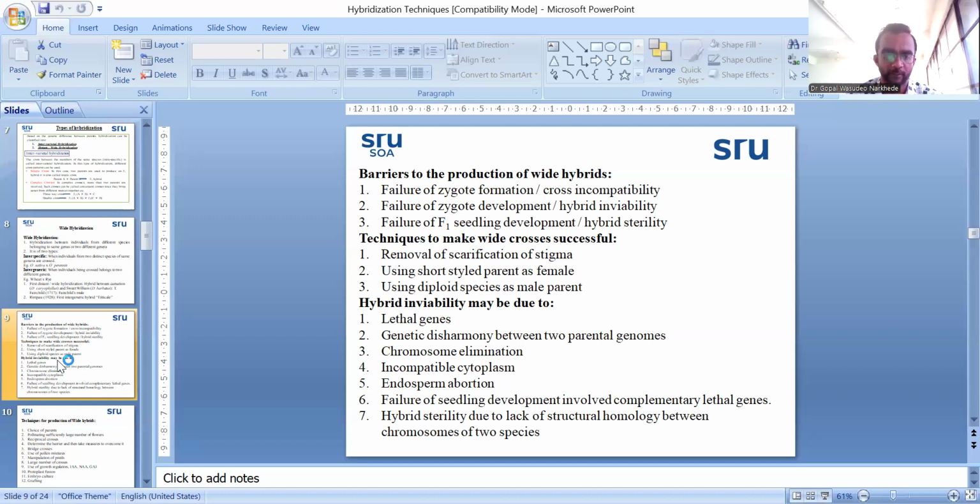Next is endosperm abortion. Endosperm is the nutritive tissue for the developing zygote, developing seed, and developing seedling also. If abortion of that endosperm takes place, ultimately this hybrid becomes sterile or inviable. That will lead to failure of seedling development due to the complementary action of lethal genes. Then hybrid sterility due to lack of structural homology between chromosomes of two species. As I told you earlier, if we take parents from different species or different genera, their genome combination will be different, and there is a huge gap in number of chromosomes. So it is quite a tedious job to make this cross successful between those two species.